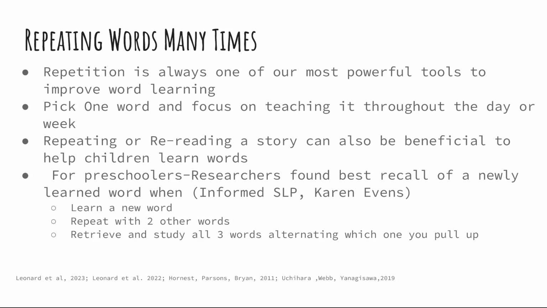Another really important thing is repeating the same word over and over again. As adults, it's really important. We learn by repeating things over and over again. Every person does. It's one of the most powerful tools we have as educators, is what we say over and over again. It's what we know from brain science. The more things that you do repetitively, the better you'll get at them. And it's no different from learning a word. It can be really helpful to pick one word and then focus on teaching that one word through the day or the week.